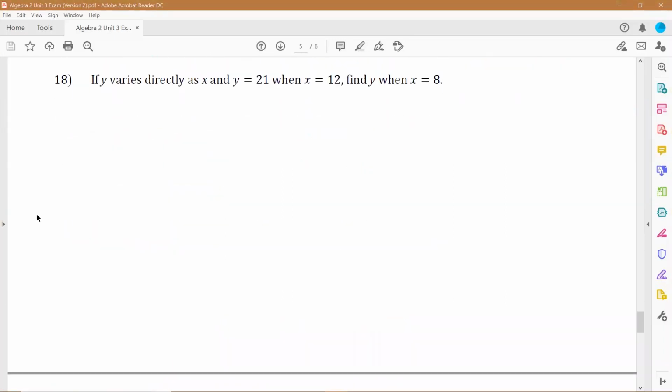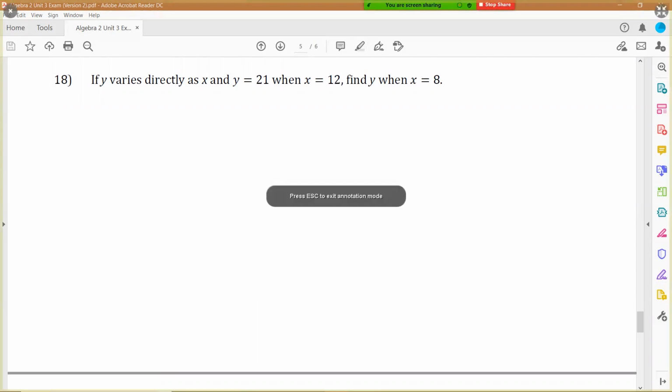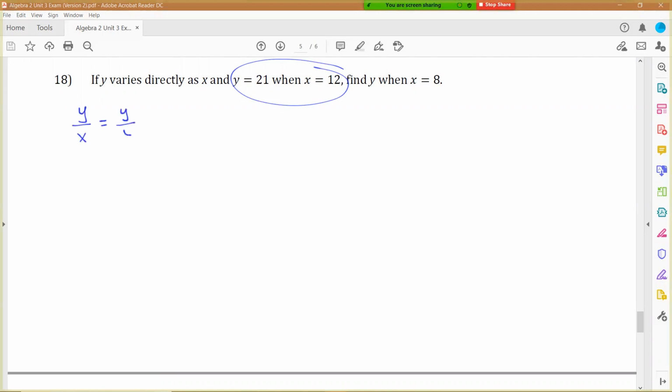Question 18, if y varies directly as x and y equals 21 when x equals 12, find y when x equals 8. I'm going to pair these two numbers together and make a fraction. If you do y divided by x in the first fraction, you have to do y divided by x in the second fraction. If you do x divided by y, you do x divided by y in the second fraction. Doesn't matter which way you write it as long as you're consistent. So I'm going to do y divided by x just because I was given y first. Again, it doesn't matter.